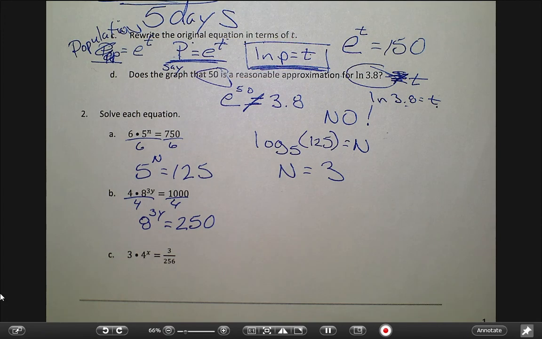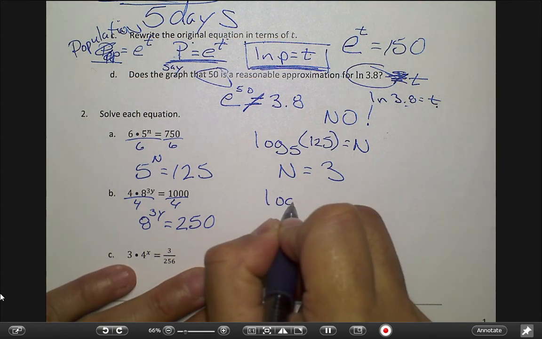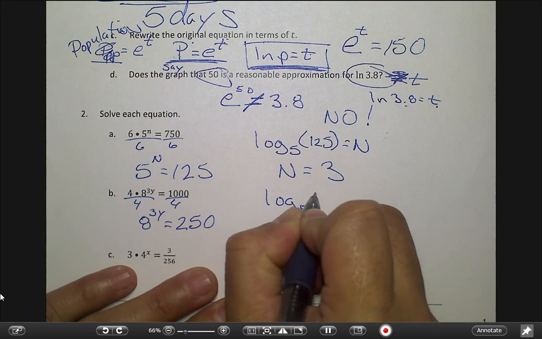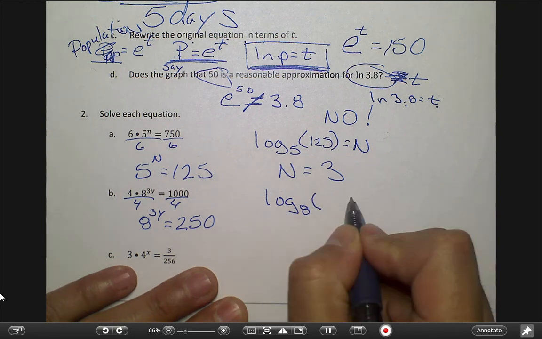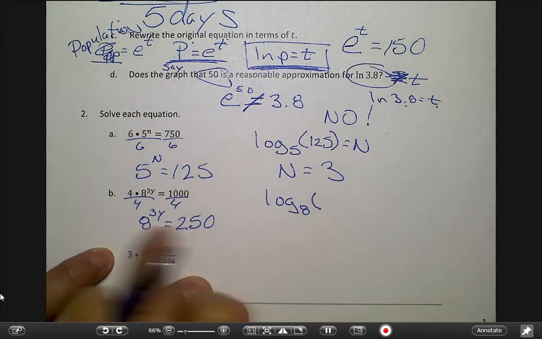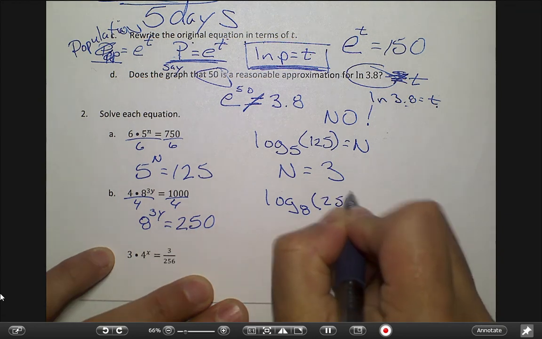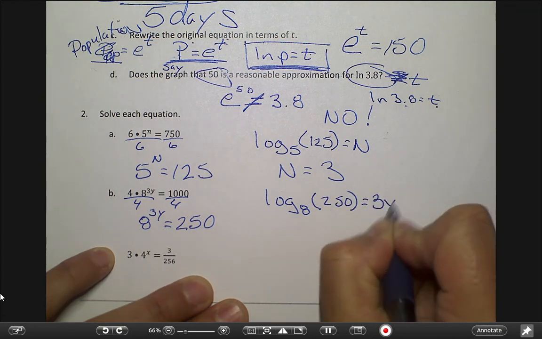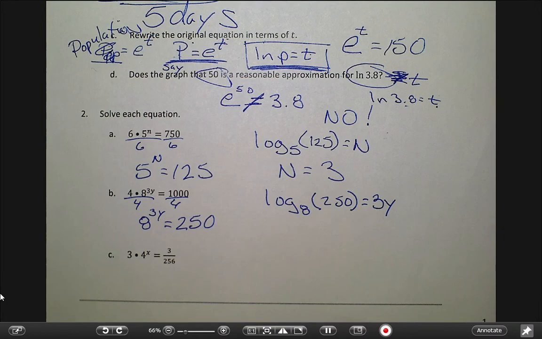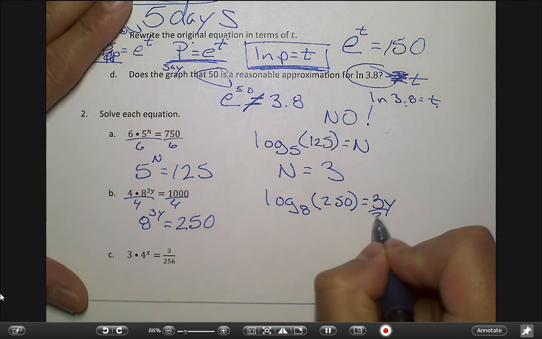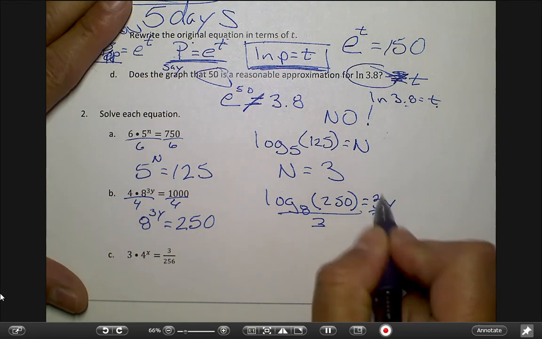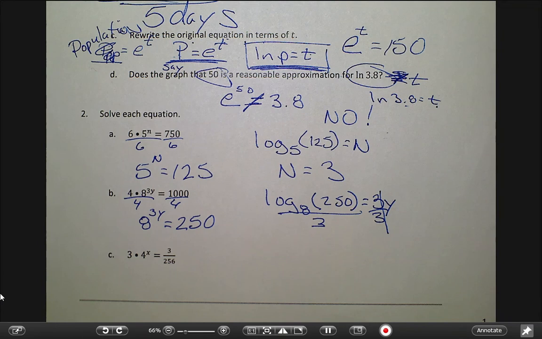Okay, so what goes next? Log. So log base what? 8 to the? Nope. 250. Remember, I change these out. 250 equals. Now, is my y by itself yet? Nope. So I got to do what? There we go. So now the y is by itself. Now I could plug this in.